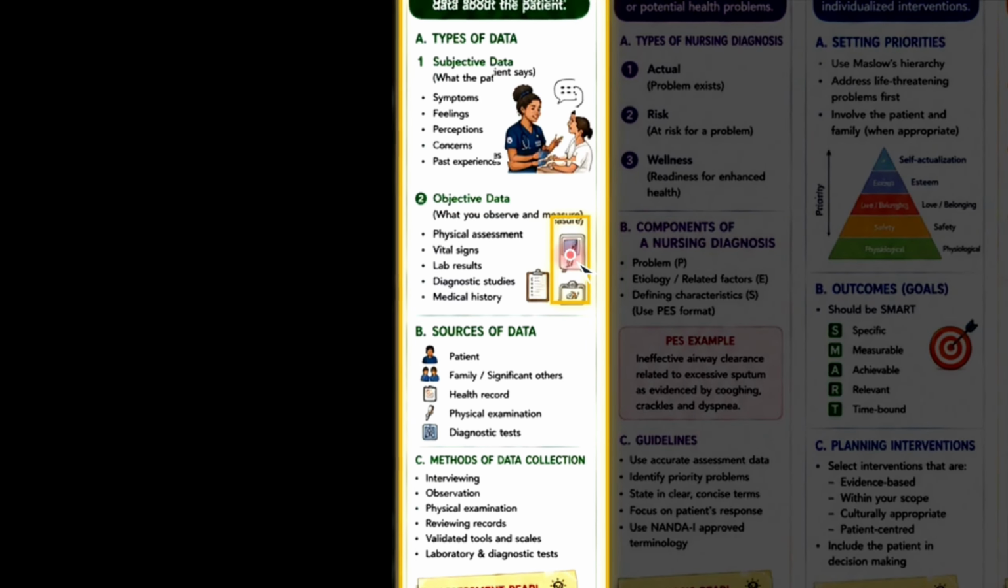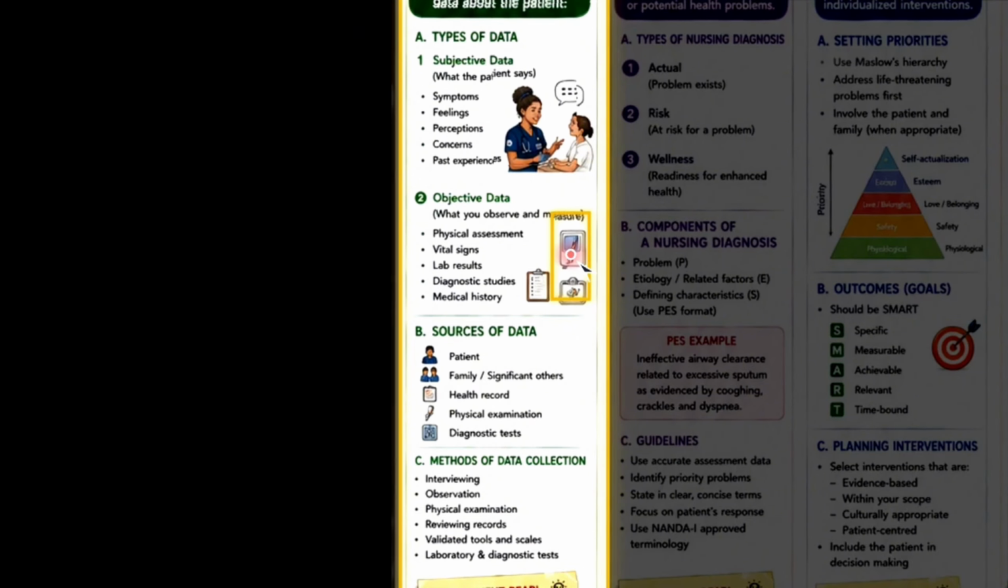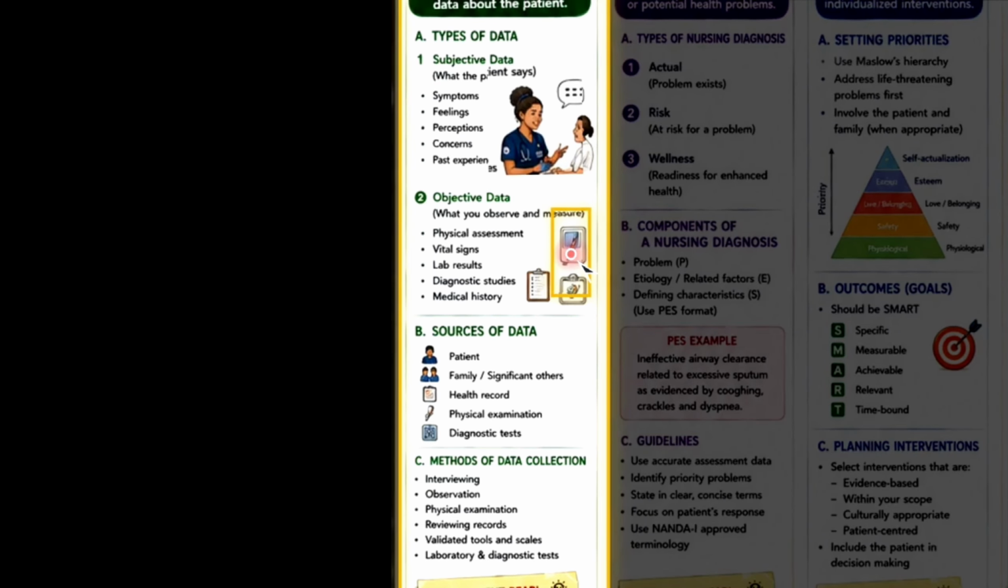Now, where do we obtain this vital data? Primary sources include the patient directly, who remains the best source when conscious and reliable. Secondary sources are essential when the patient is incapacitated, young, or unable to communicate. These include family members or significant others, the formal electronic health record, physical examination findings, and laboratory or diagnostic test reports.